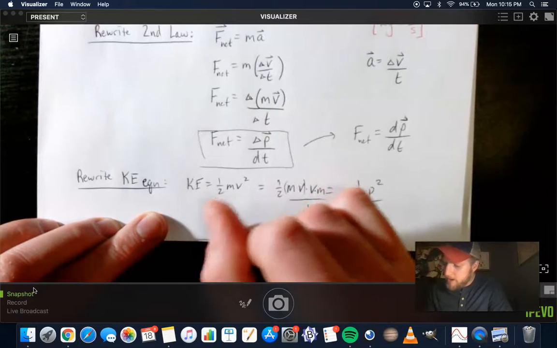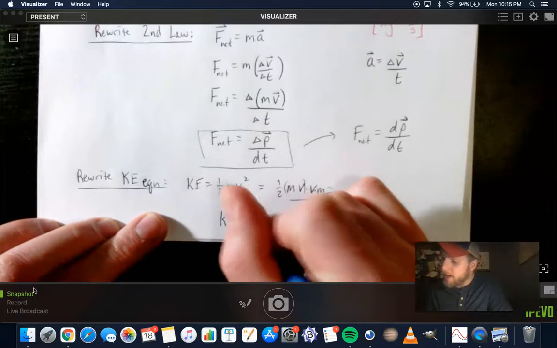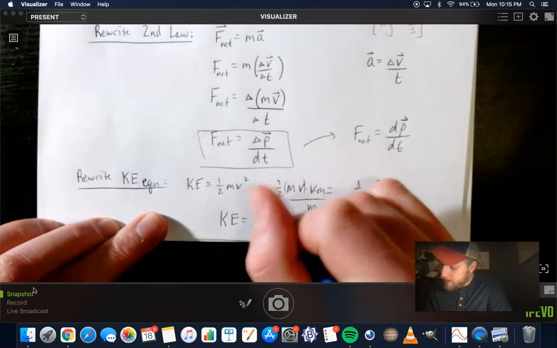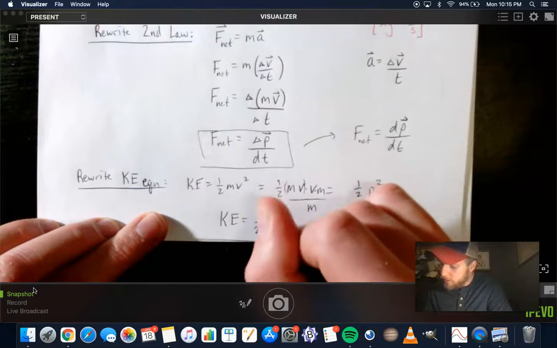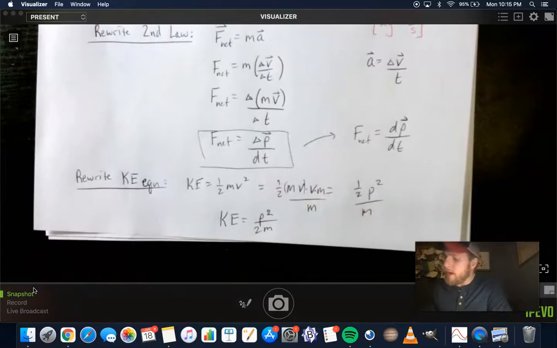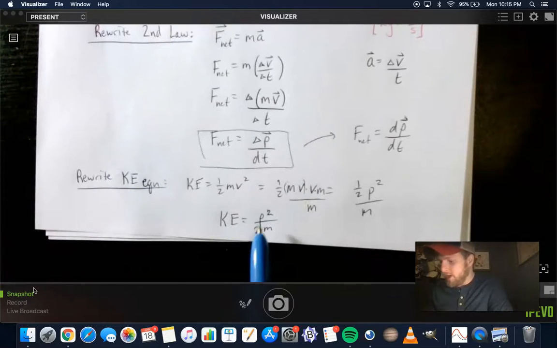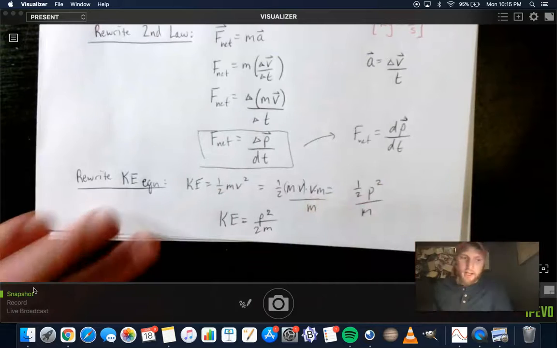So you can rewrite kinetic energy like this, p squared over 2m. And the reason we might do that is, again, for particles. A lot of times when people do particle physics research, it's much easier to know the momentum of a particle than it is to know its velocity.